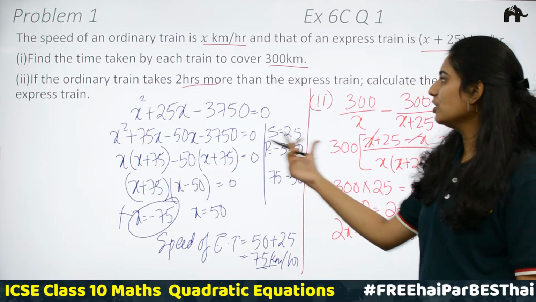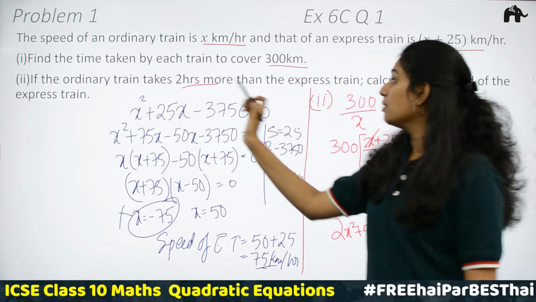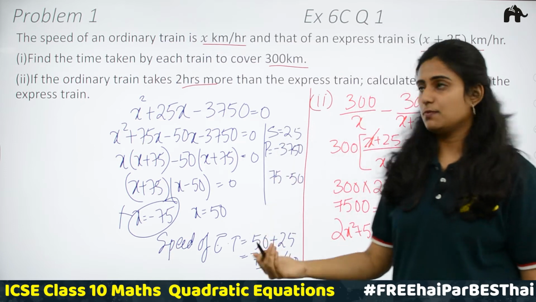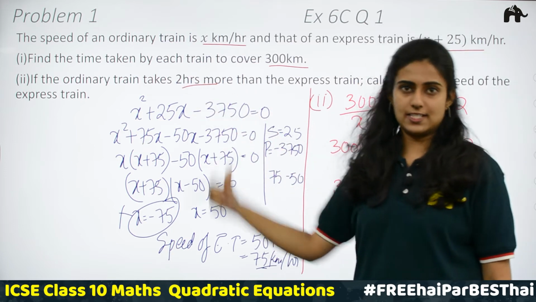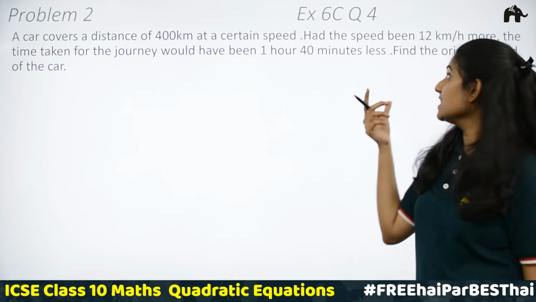Okay. Here you have to remember this thing. We are finding the difference of the time taken by the ordinary train and the express train, and that is given, which is 2 hours. Clear? Problem number 2, question 4 of exercise 6C.